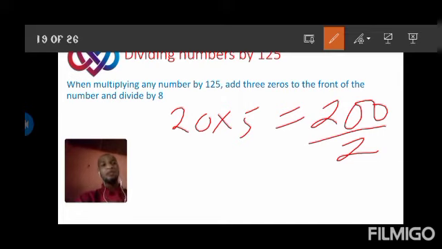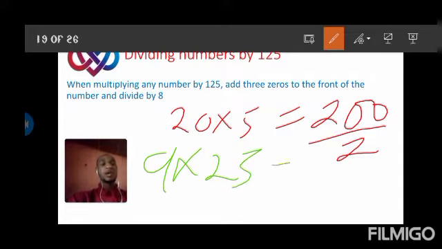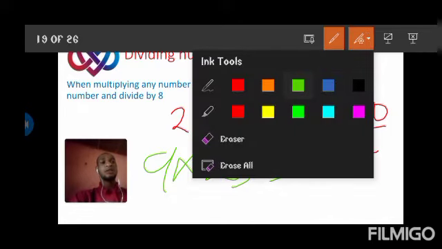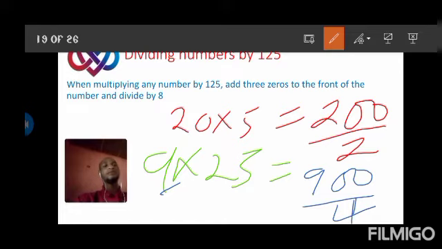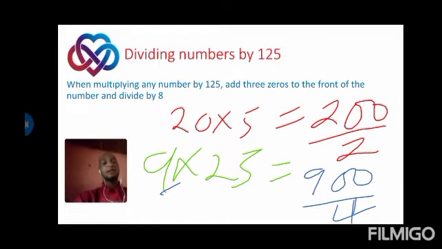Then we also looked at multiplying a number by 25, and we said when multiplying a number by 25, we add 2 zeros to the back of the number and divide it by 4. For example, we have 9 times 25. It's going to be 900: add 2 zeros to the back of this 9, then divide it by 4. That is where we stopped in the previous video.